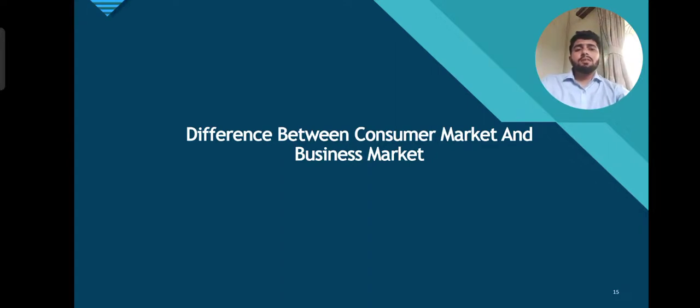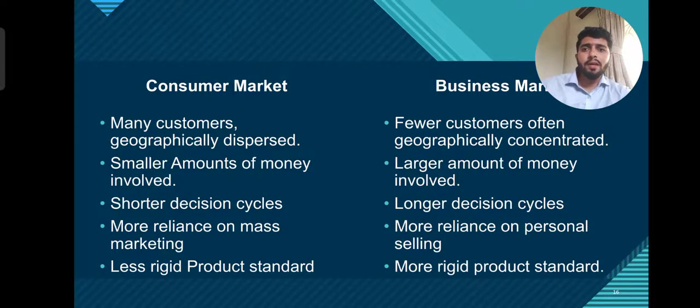So let's see some differences between the consumer market and the business market. In the consumer market, many customers are geographically dispersed, and in the business market, few customers are often geographically concentrated. In the consumer market, smaller amounts of money are involved, and in the business market, larger amounts of money are involved. A shorter decision cycle in the consumer market and a longer decision cycle in the business market, and more reliance on mass marketing versus more reliance on personal selling.